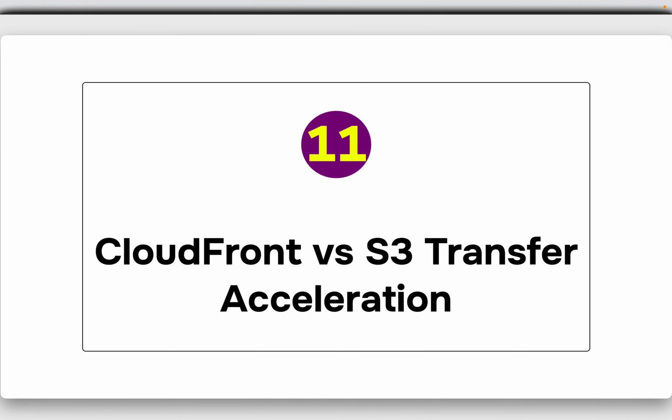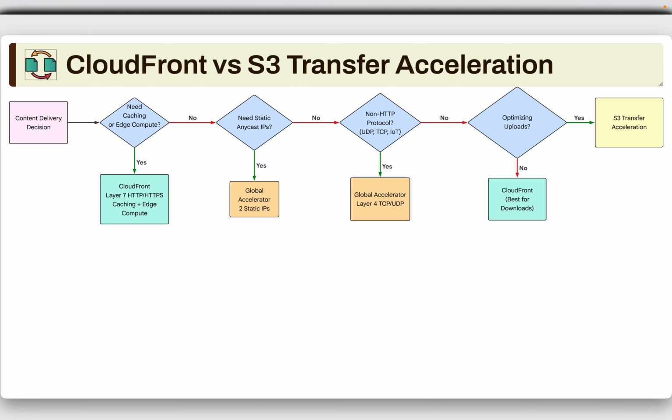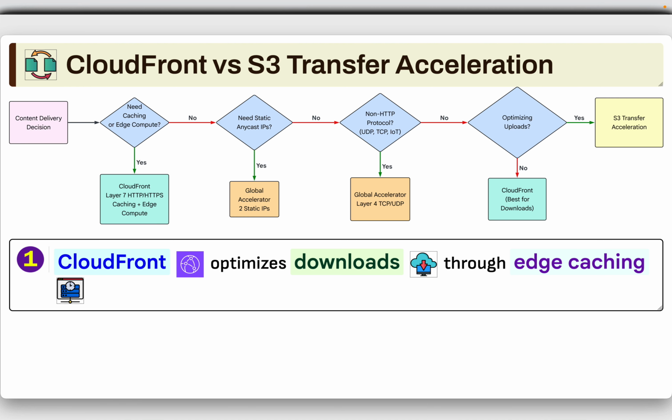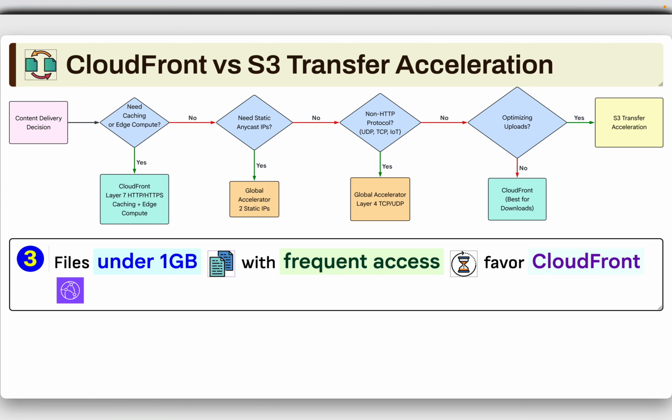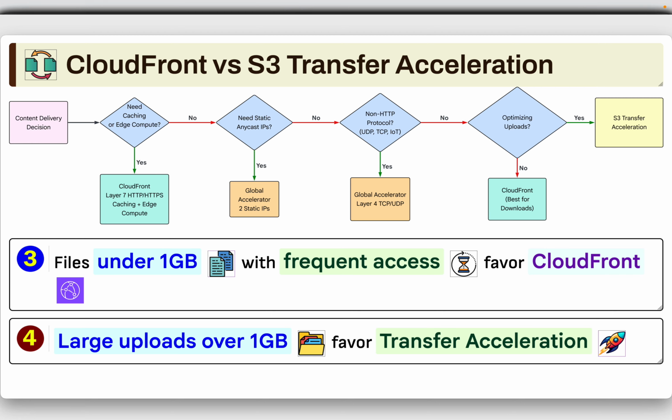And the last topic is CloudFront versus S3 Transfer Acceleration. First, CloudFront optimizes downloads through edge caching. S3 Transfer Acceleration optimizes uploads using edge locations as the ingress points. Files under 1 GB with frequent access favor CloudFront due to caching benefits. Large uploads over 1 GB favor Transfer Acceleration for better upload performance.